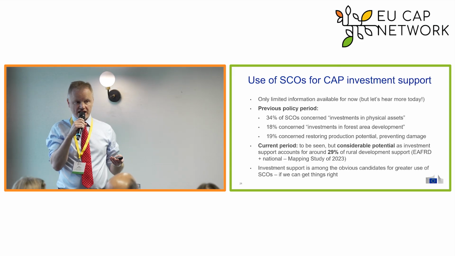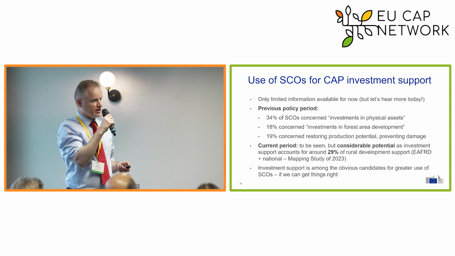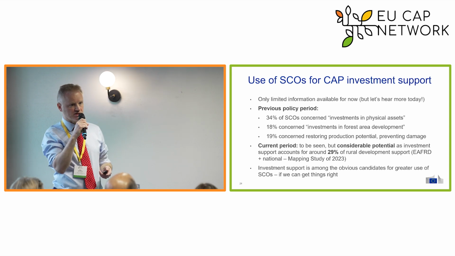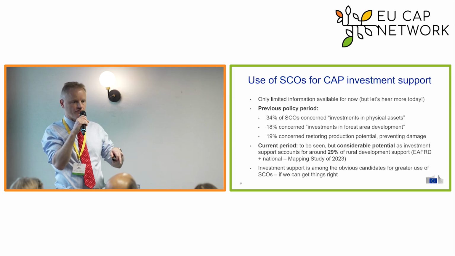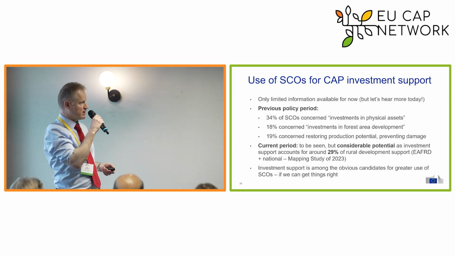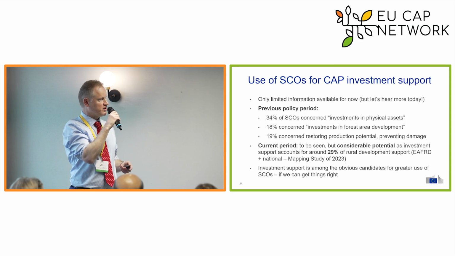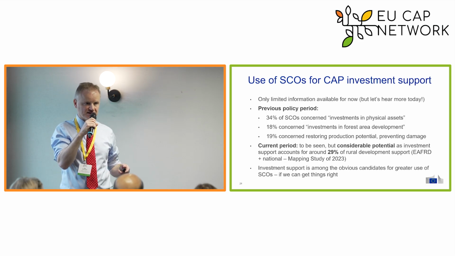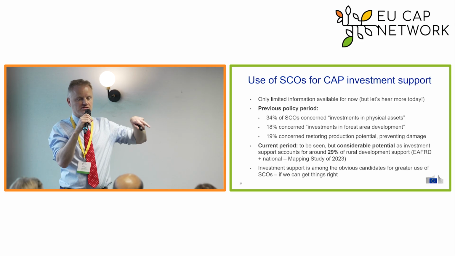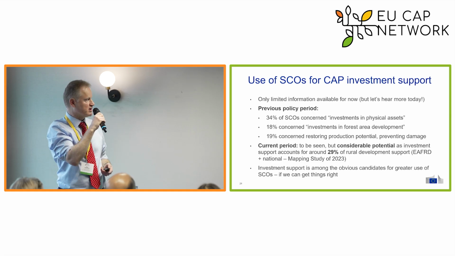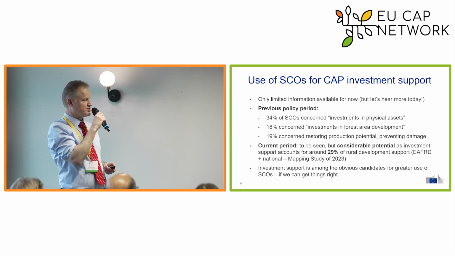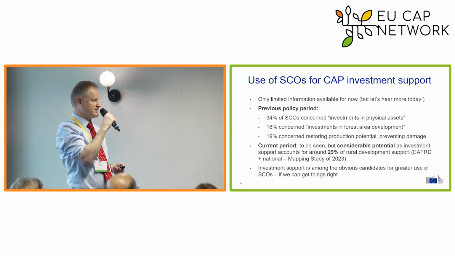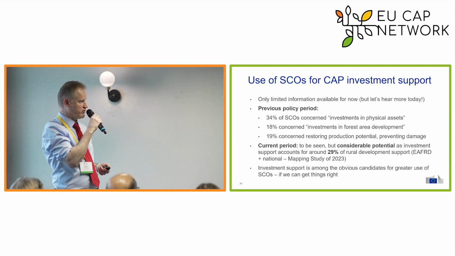So we're very interested to hear, of course, experiences today. But with regard to the previous policy period, of the SCOs that there were in total covering all measures under rural development policy, 34% of those concerned investments in physical assets. They may, by the way, also have concerned other measures, just to be clear about that. 18% concerned investments in forest area development, and 19% concerned restoring production potential and preventing damage. So that's for agriculture and forestry, of course.